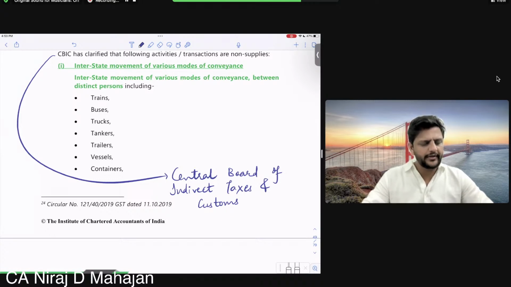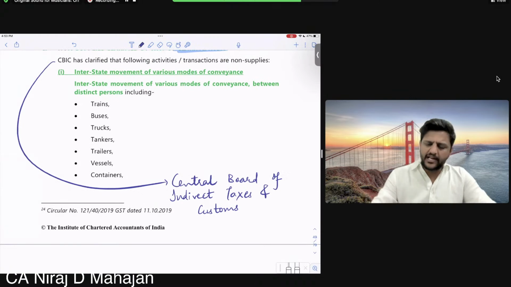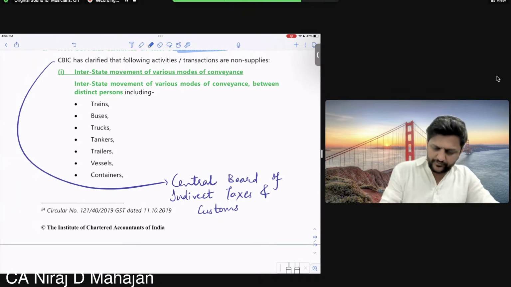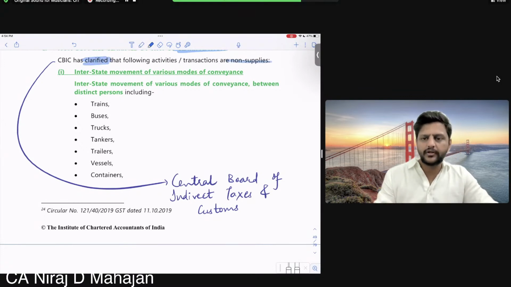Done till here? Can we go ahead, everybody? Just like CBDT you have in income tax, we have CBIC. So CBIC has clarified that following activities or transactions are non-supplies. Clarification. They can't make the law, no? They're just clarifying it. Okay?